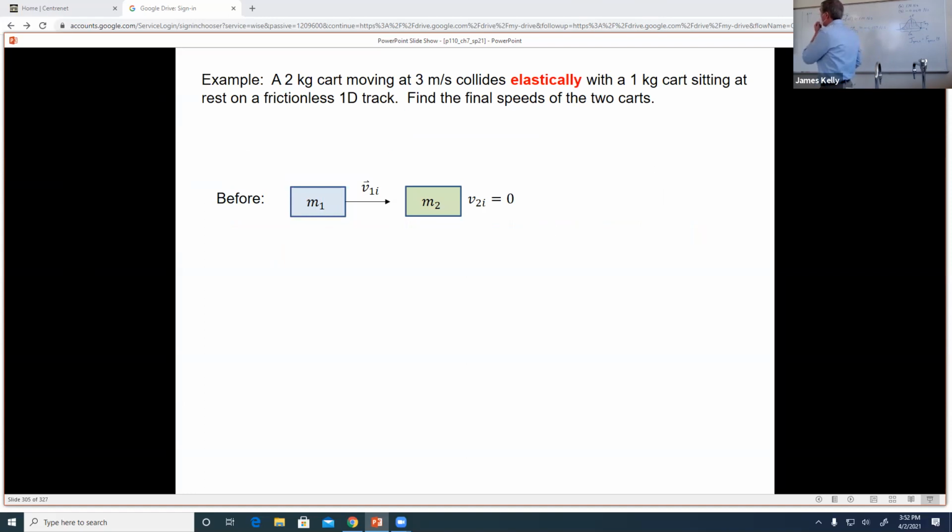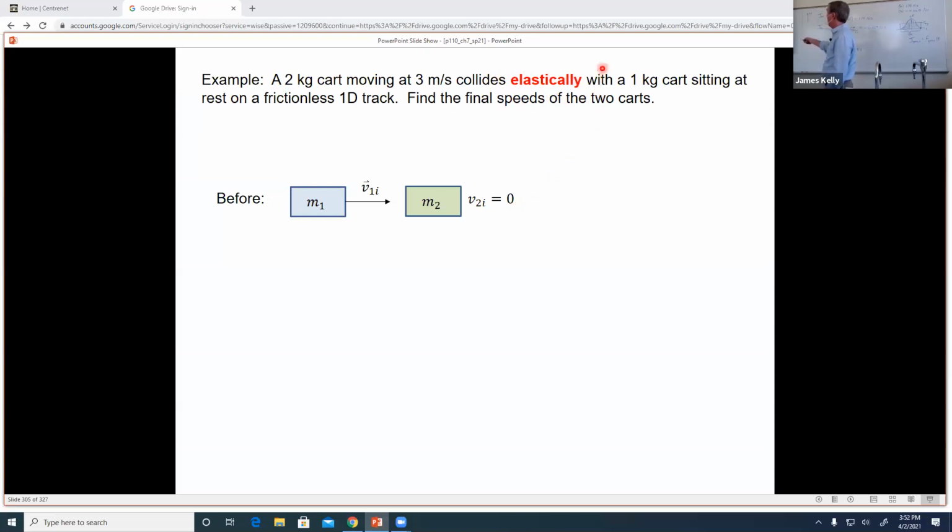Okay, we didn't talk about calculations involving elastic collisions, just for lack of time on Monday. But let's imagine that in this case, we have a 2 kilogram cart moving, that's this one, at 3 meters per second, and it collides elastically with this 1 kilogram cart at rest. Find the final speed of the 2 carts. So no friction anywhere here. We're just told that it's an elastic collision.